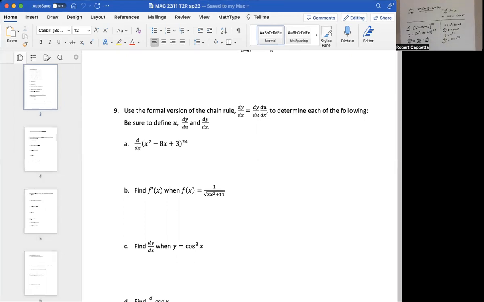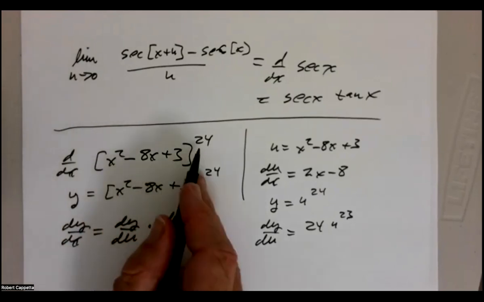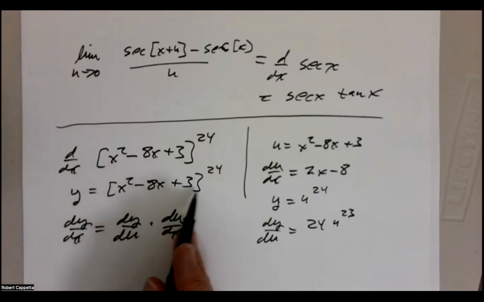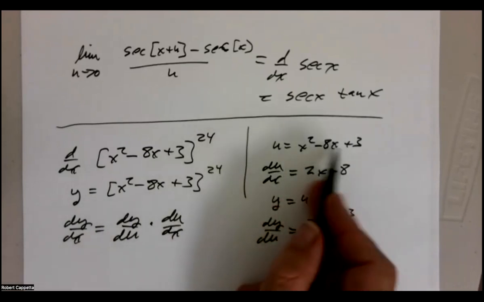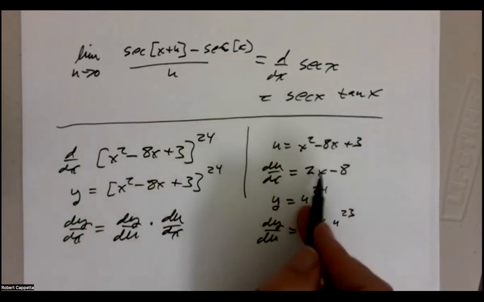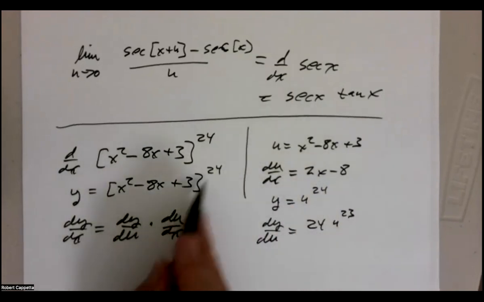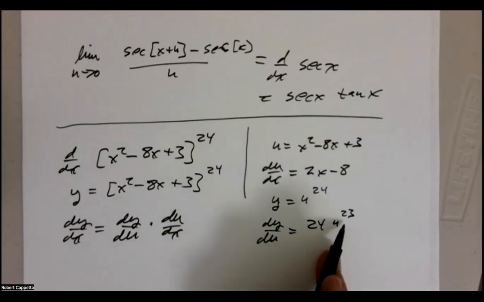Can't see any of that. Let me go ahead and show you all that. So again, d/dx of (x squared minus 8x plus 3) to the 24th power. I'm calling that y. I'm saying dy/dx is dy/du times du/dx. u is the inside function, x squared minus 8x plus 3. du/dx is 2x minus 8. y is u to the 24th, so dy/du is 24u to the 23rd.